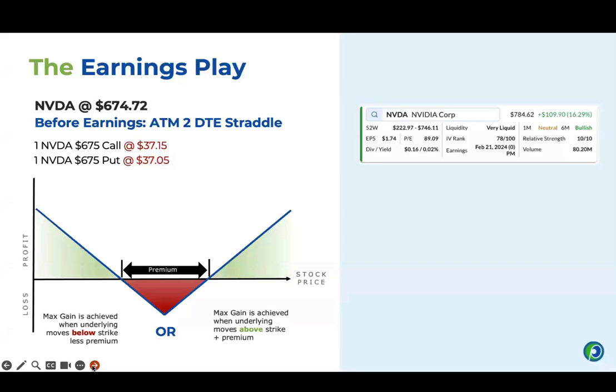So NVIDIA closed yesterday around 674.72. This was the price of the closest at the money options, so 37.15 and 37.05 together.